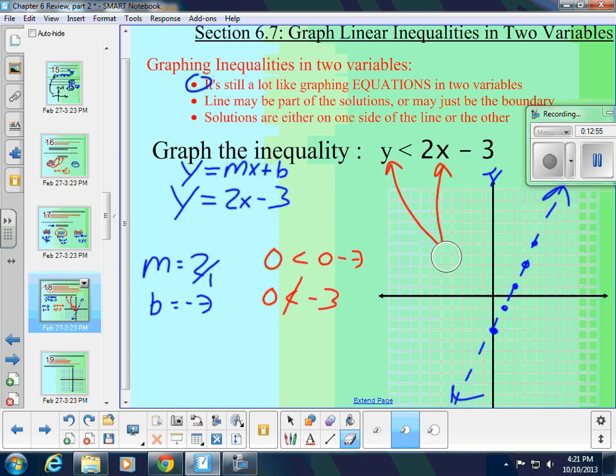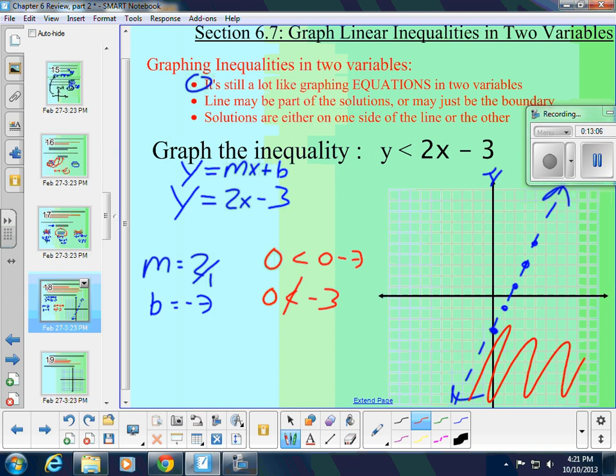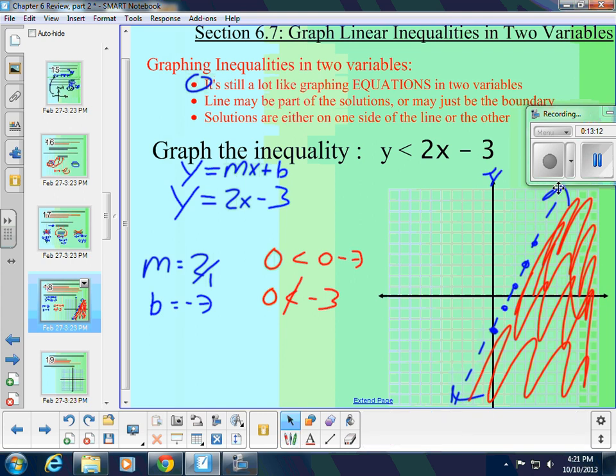Well, the origin is not one of the solutions. So if the origin is not one of the solutions, then none of those points on that side must be a solution. So it's got to be all the points on the right side, or kind of below the line in this case, I would say. All these points must be the solutions. I could pick one of those randomly and just double check to make sure.